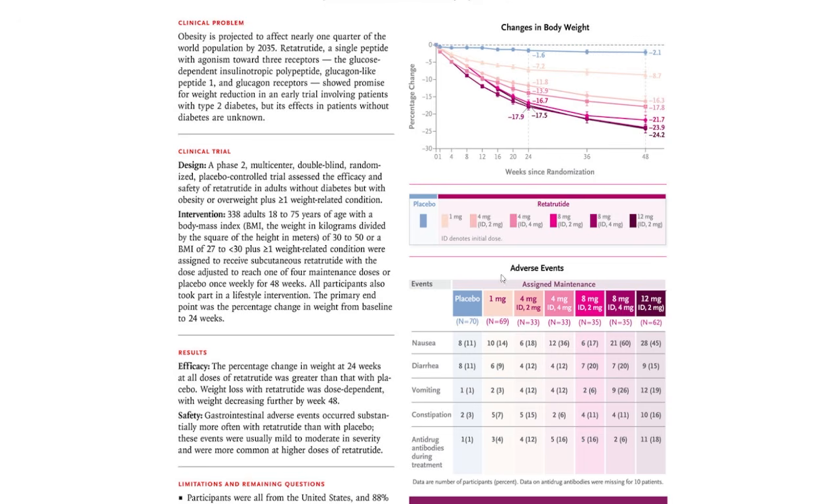And so I like to show that because I think a lot of people really want to find out what is the point at which you can get the most benefits with the least amount of side effects. And I think that 4 to 8 milligram range is really the sweet spot for it.